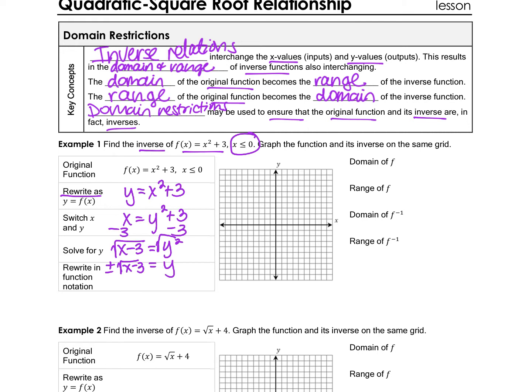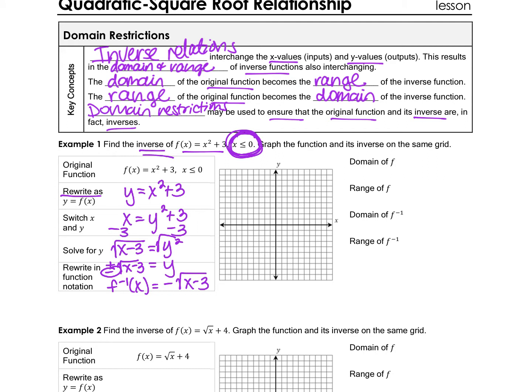But in this case, remember, your domain becomes the range of the inverse function. Here's the domain of the original, so it's going to become the range. So our y values have to be less than or equal to 0, which means we're only going to be looking at the negative square root. So I'm going to change it back to inverse function notation, and then negative square root of x minus 3. All right, so we're going to graph.